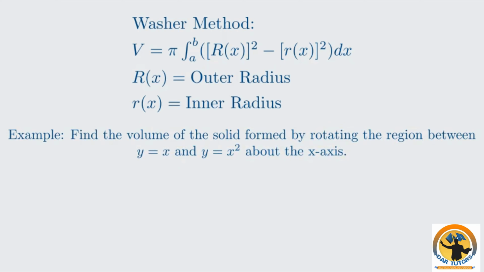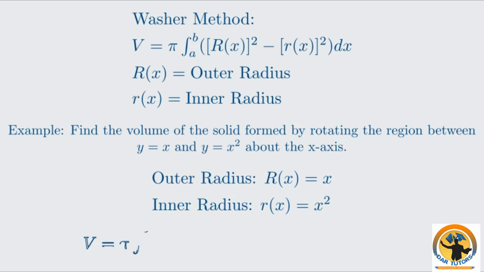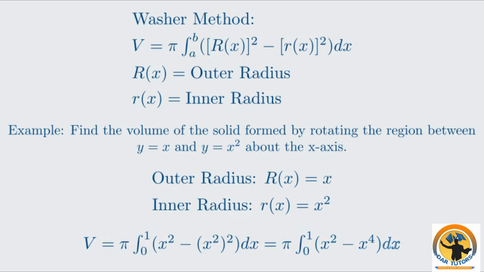On the interval 0, 1, the line y equals x is above the parabola y equals x squared. So, the outer radius, R of x, is x, and the inner radius, r of x, is x squared. Now we set up the integral. The volume is pi times the integral from 0 to 1 of x squared minus x squared squared dx. This simplifies to pi times the integral of x squared minus x to the 4th dx.